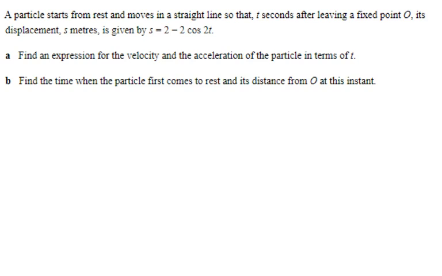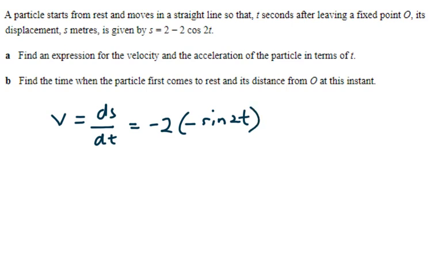So in this case, to get the expression for velocity, it will be differentiating the equation of s in terms of t. Differentiate 2, it gives you 0. Differentiate negative 2 cosine will give you negative 2 times negative sine of 2t, multiplied by the derivative of 2t, which is 2. Hence, the answer will be 4 sine of 2t. So this is for velocity.